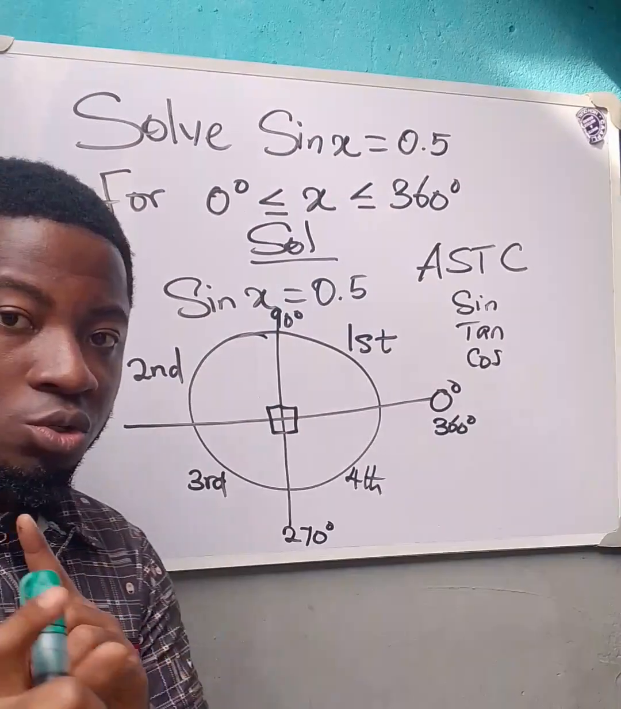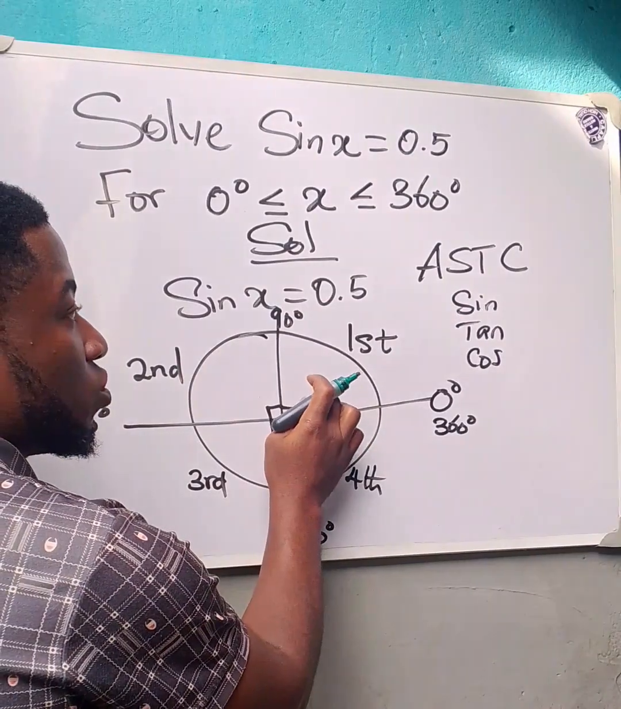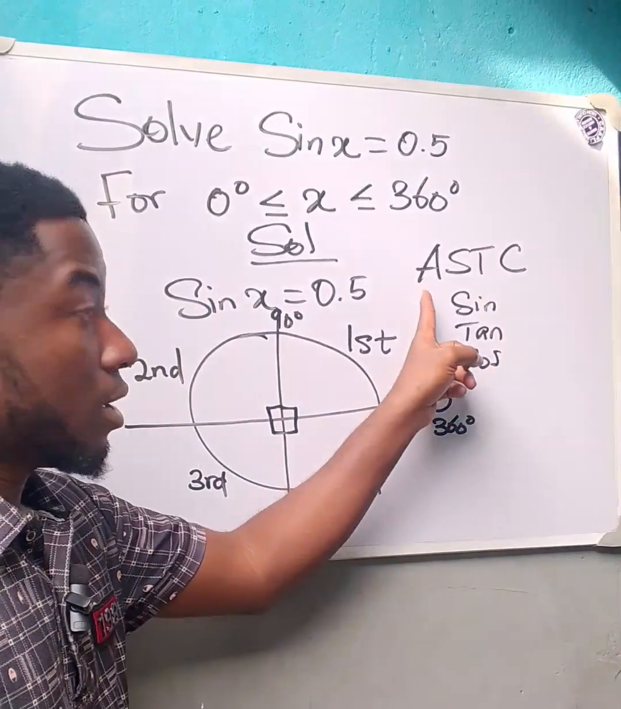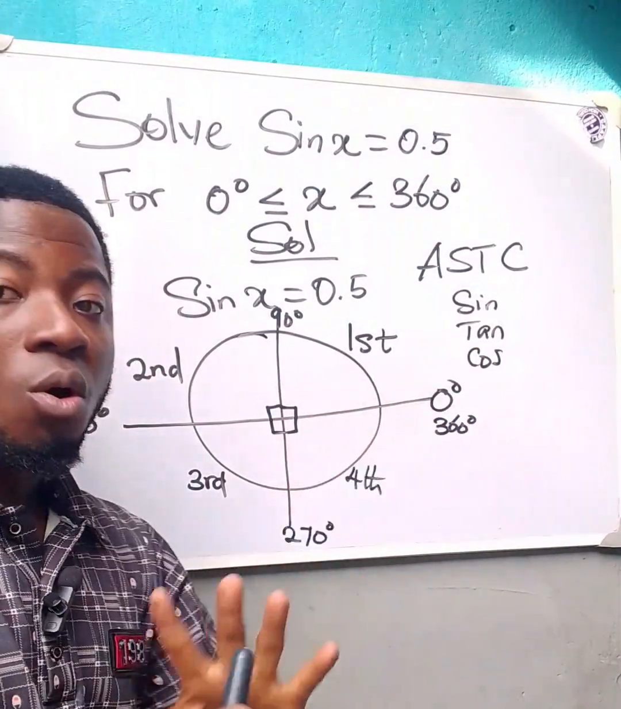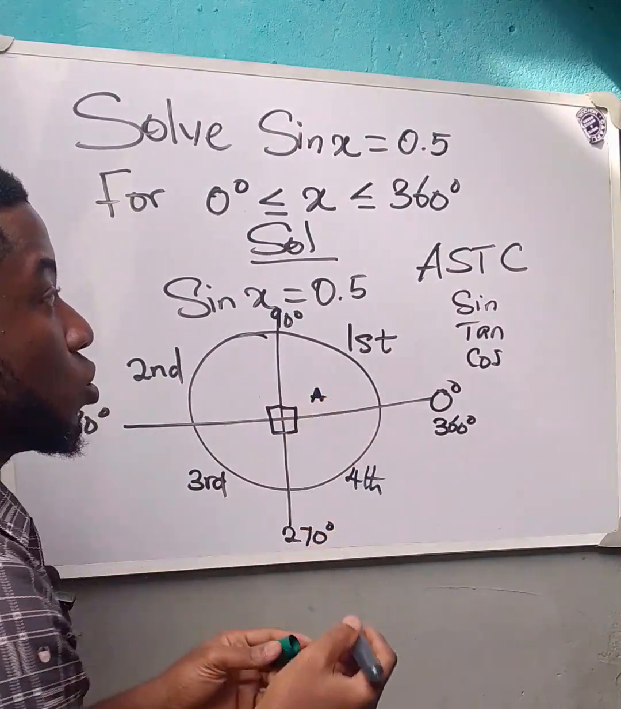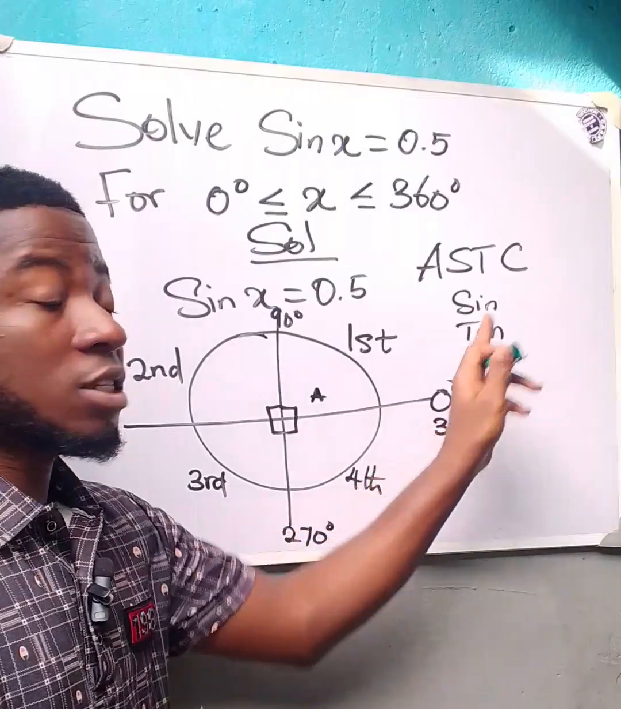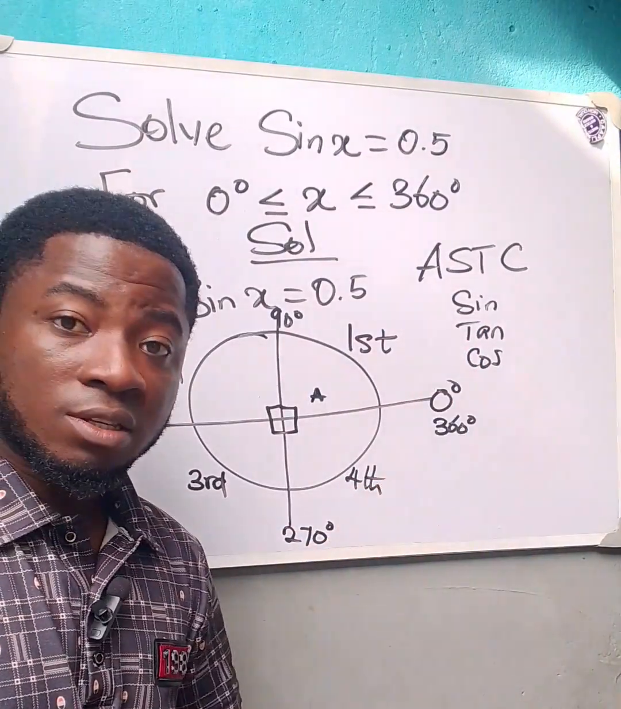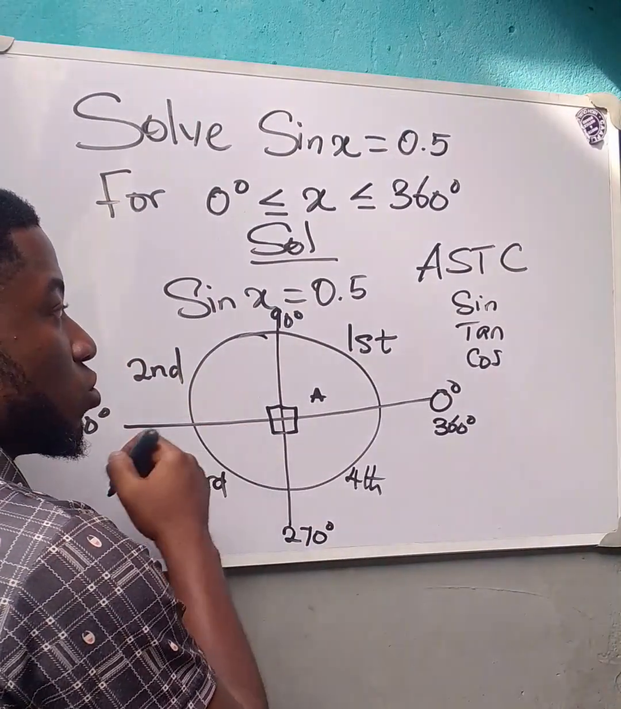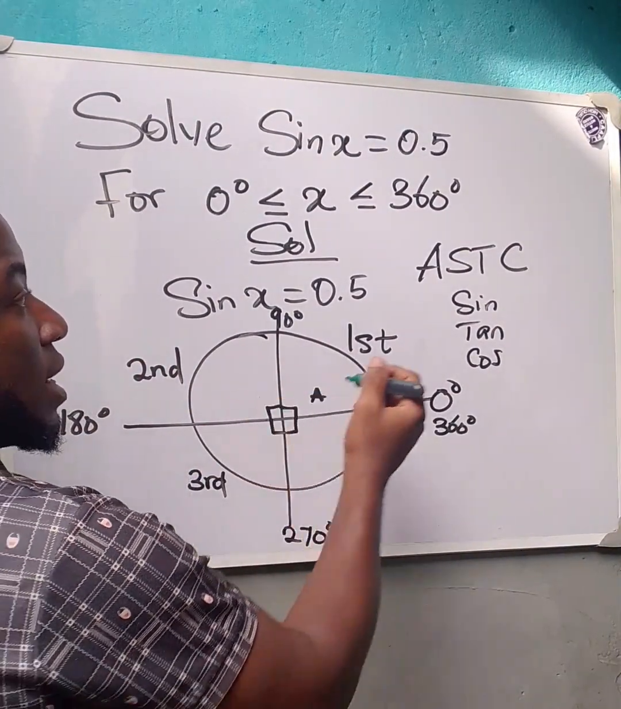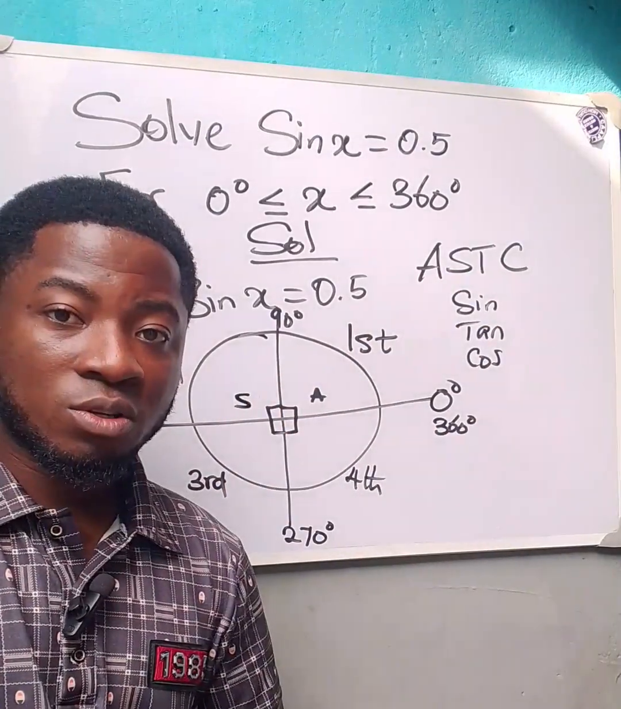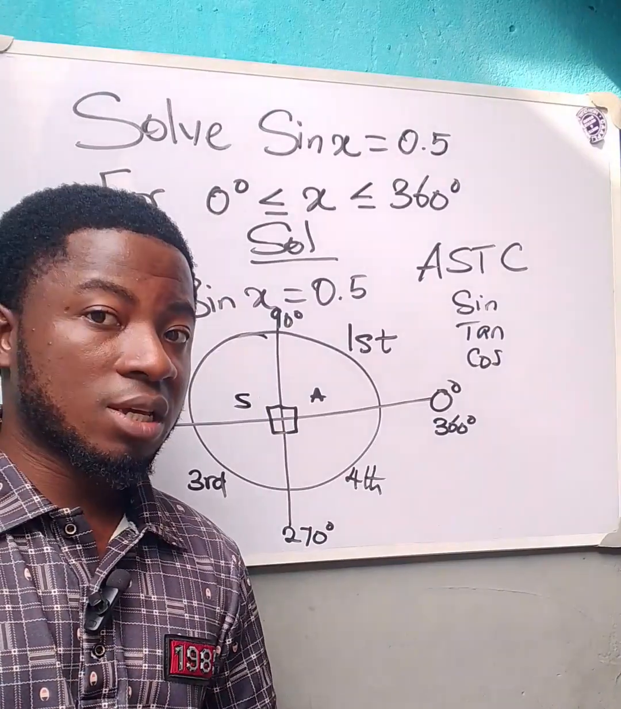Now, what do you need to know? In this first quadrant, all is positive. That's why we have A here. In the first quadrant, all is positive. So let's put A here to show that everything, all of them, sine is positive, tan is positive, and cosine is also positive. Then in the second quadrant, we say that only the sine, that's why we have S there, only the sine is positive. Every other one is negative.